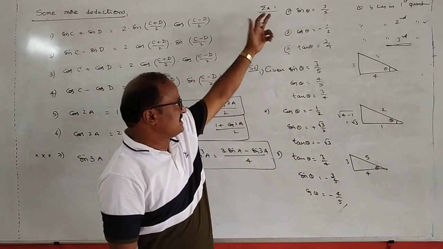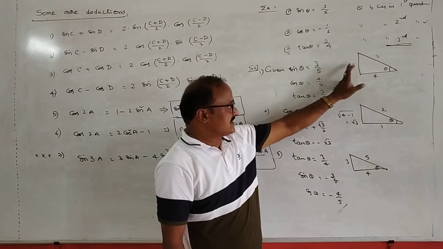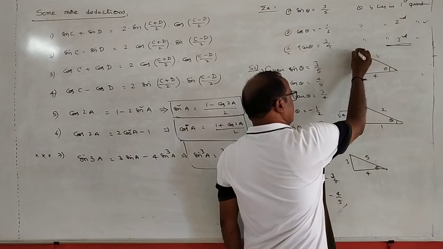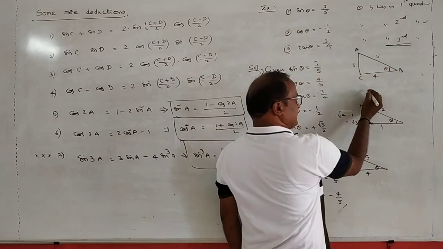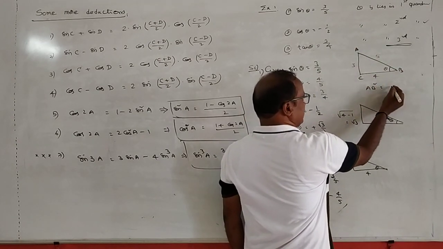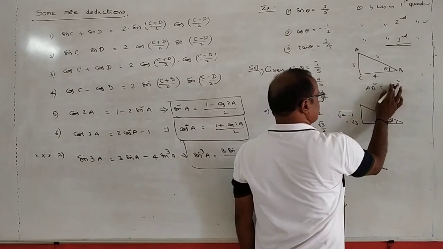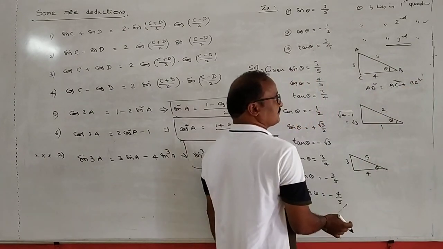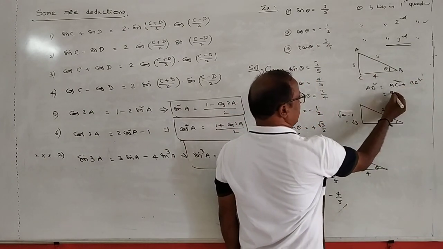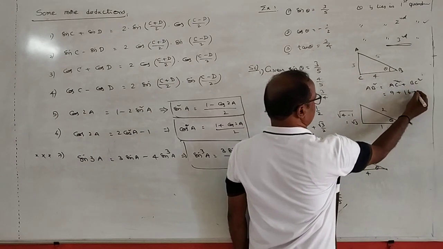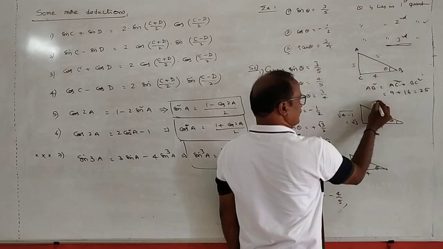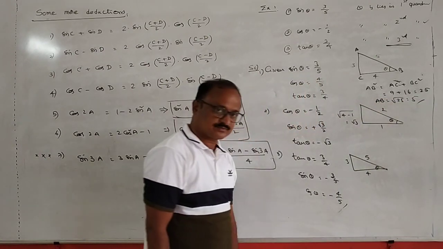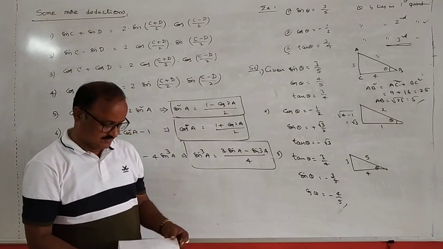And suppose opposite and adjacent sides are given. Then the hypotenuse is calculated as follows. Suppose the triangle is ABC. In any right angle triangle, hypotenuse square is equal to side square plus side square. AB square is equal to AC square plus BC square. AC square is 9 plus BC square is 16. 9 plus 16 is 25, so AB square is 25. Then AB is equal to root 25, which is equal to 5. Okay. Right.